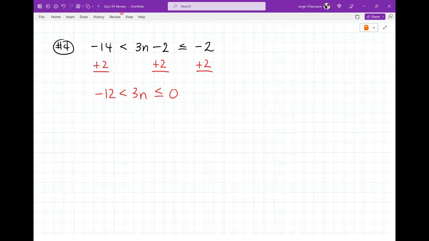Okay, well, for the purposes of any math below calculus, because we can divide by 0 in calculus, but that's something called limits, and it's a whole different thing. But in algebra, yeah, you cannot divide by 0. But you can get 0 and divide it by other things. So here I'm going to divide things by 3. I get -4 less than n less than or equal to 0.